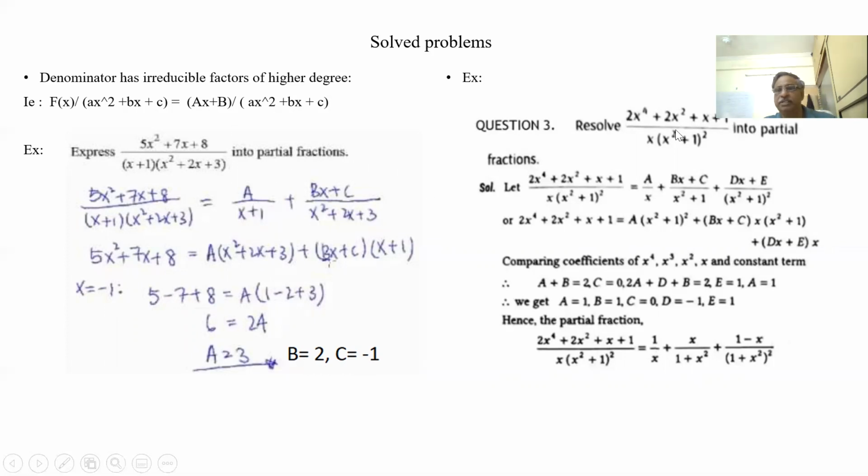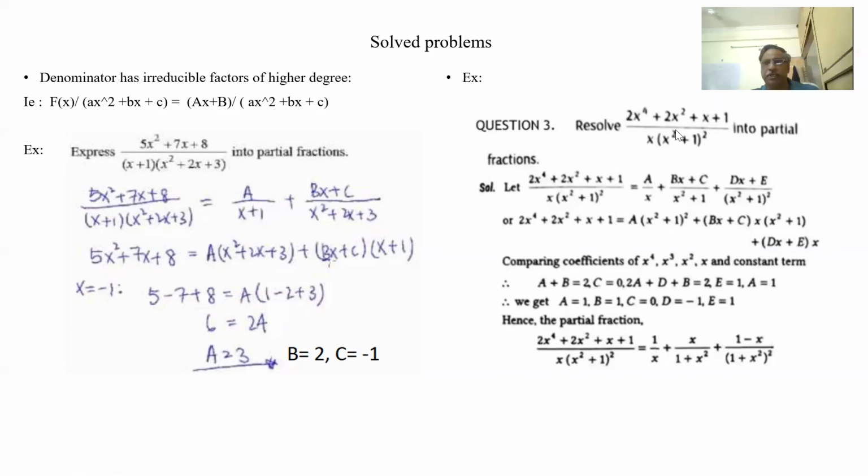Okay, now let us see this. So here we are doing examples of proper fractions, but with an irreducible factor in the denominator.